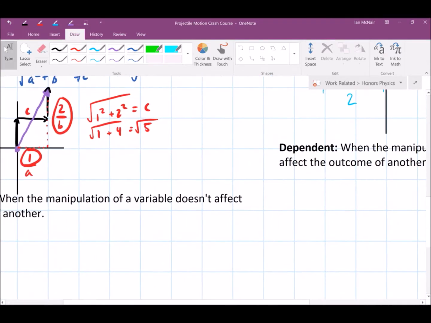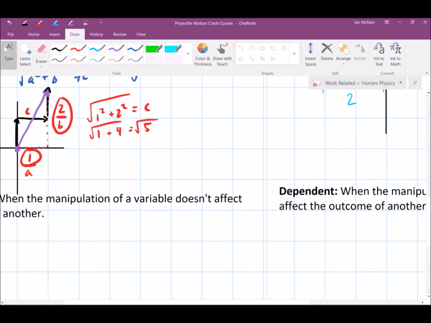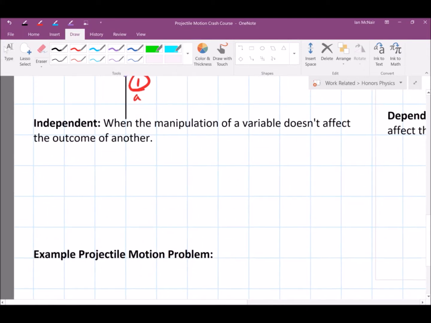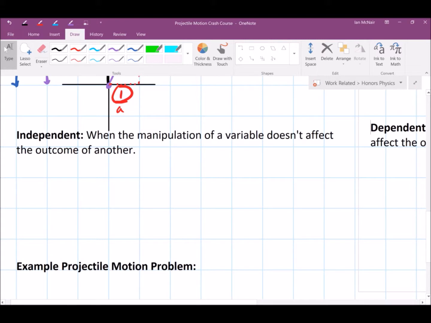So let's go to independent and dependent. And I hope I don't run out of room here. Okay, we're doing good. So independent is when the manipulation of a variable doesn't affect the outcome of another. Let's give a very stupid but easy one. If I change my eating habits, I might ask a question: does that affect the length of a day? And you're going to say no, right? It doesn't even make sense to compare those two, but that's because they're independent of each other. If I change one, it doesn't affect the other one.